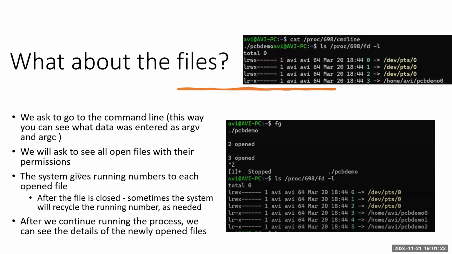So the system gives running numbers to each open file. When we say running numbers, we mean sequential numbers. 0, so it's 3, and then 4, and then 5. So if we let the program run, PCB demo, in the foreground, it goes open 2, open 3, and now we freeze it by doing Control Z. And we see now all of a sudden in this directory, we do ls on FD, and we see 2 more file descriptors, 2 more numbers pointing to our 2 new files that we created.